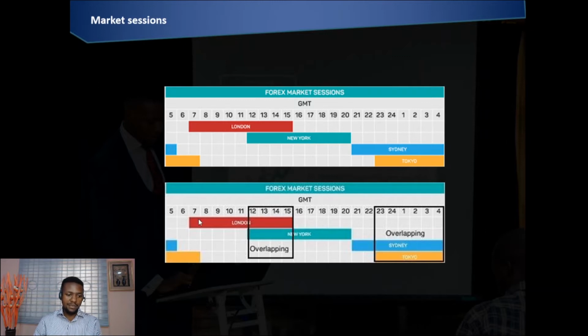So you can start trading by 7 in the morning. That's if your time is GMT. If your time is GMT plus 1, then it's going to be 8 in the morning. If your time is GMT plus 2, then it's going to be 9 in the morning. So make sure you follow the GMT time. So the best time to trade is when we have either one market open or two markets open at the same time. So watch out for the overlapping periods for more volatility in the market.